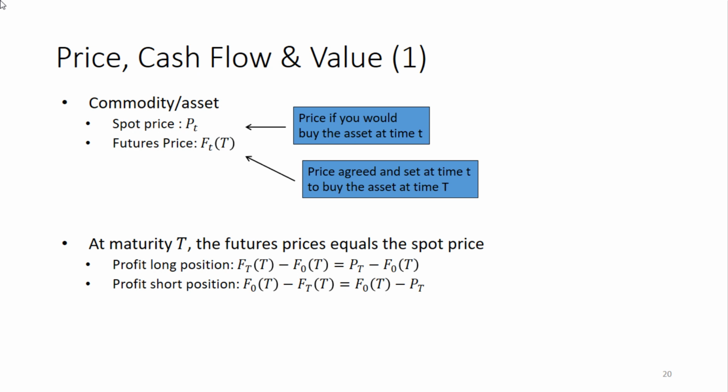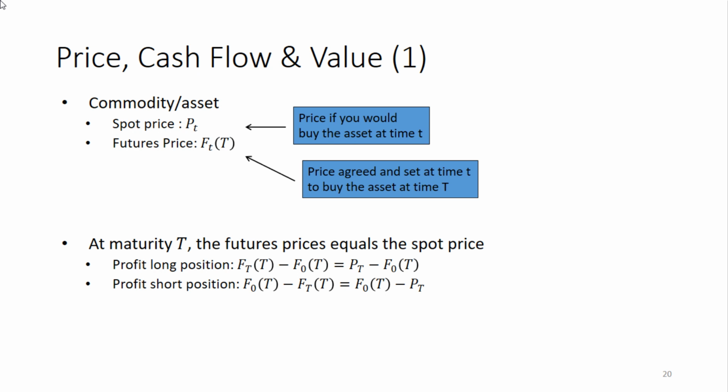It's a zero-sum game, so exactly the opposite applies. The short position is taking the minus from the long position. So I originally agreed upon a sales price of F0,T. Today at time 0, I agree upon a price that applies at time capital T.